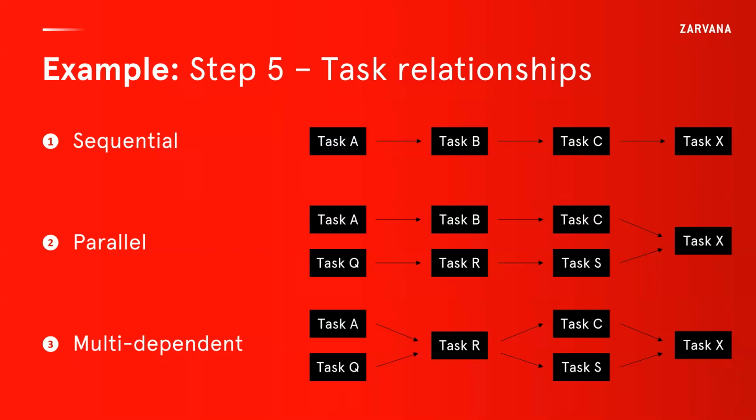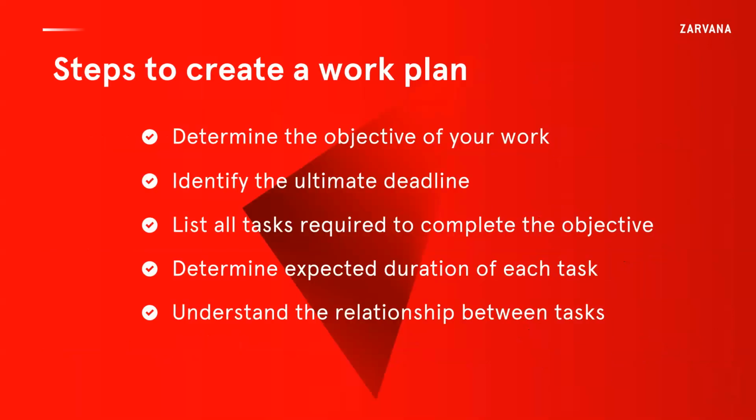And so you can see that there's kind of a converging and then resuming back into parallel tracks. And so that, again, is the most complicated. It's important that you understand the dependencies between your tasks in order to be able to assign deadlines and due dates for them. That was step 5, understanding task relationships.